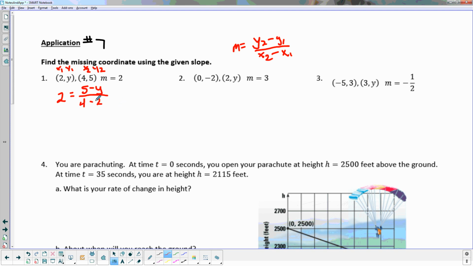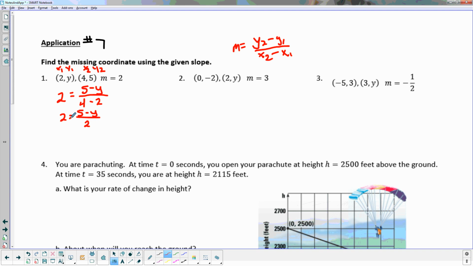And really what this is, this is just an equation. It's probably a two-step equation with a little bit of simplifying that needs to happen first. And then yeah, it's a two-step equation, and let's go ahead and see how we might do that. So 2 is going to equal still the 5 minus y. I can simplify the 4 minus 2, though. 4 minus 2 is just 2.